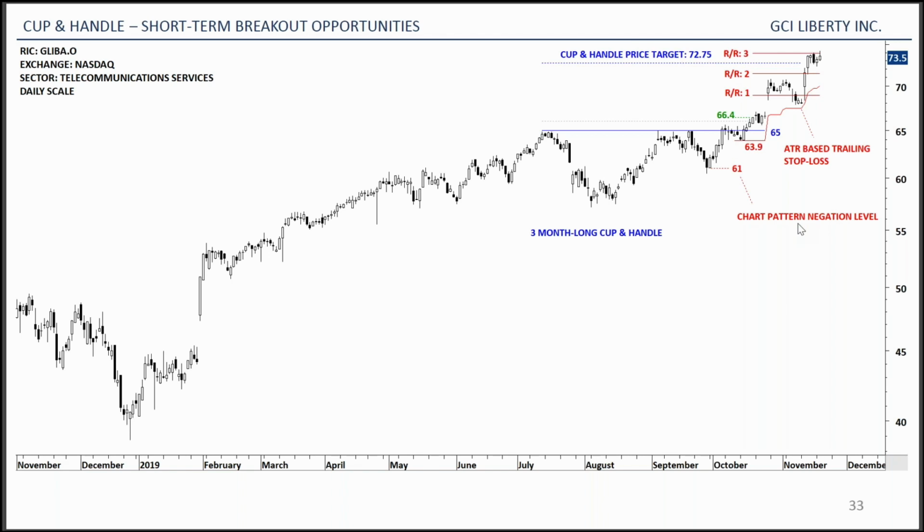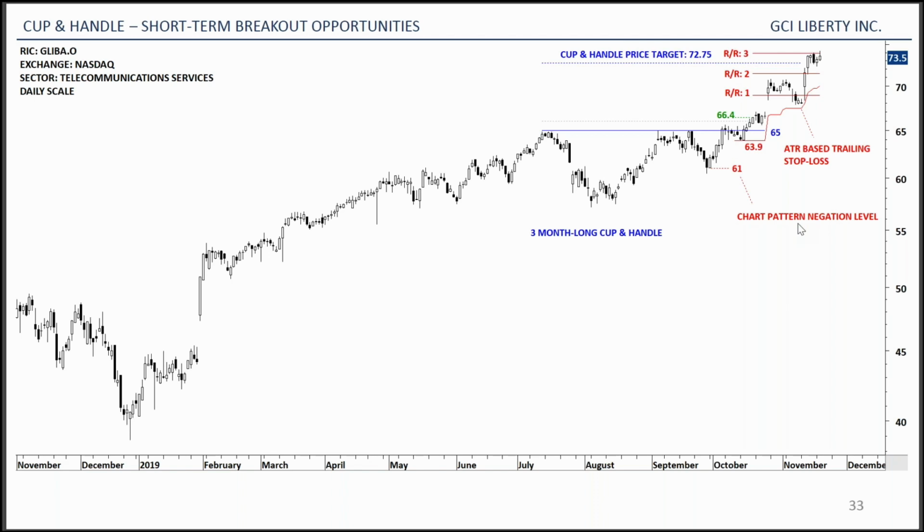Now, there is a difference between chart pattern negation level and stop loss. Chart pattern negation level is the level at which the chart pattern will not be called a cup with handle or head and shoulder continuation or symmetrical triangle or ascending triangle anymore. This is a subjective level, okay? And a stop loss is slightly different. While chart pattern negation level can be used as a stop loss for longer term position traders, a stop loss is different, and it is a point where you measure so many things.